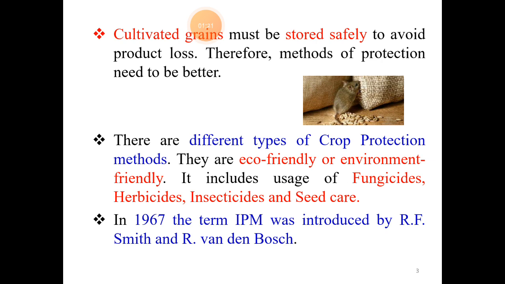All these cultivated crops are stored safely to avoid loss by using various protective methods against the pests. It includes usage of fungicides, herbicides, insecticides, etc. It was in 1967 that R.F. Smith and Den Bosch used the term IPM or Integrated Pest Management.